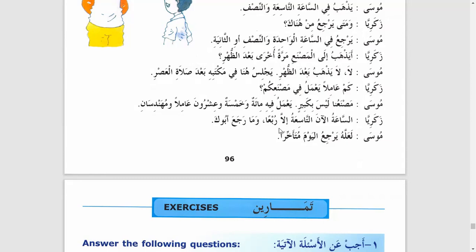Okay, Zakaria. الساعة الآن 9:15. It's 9:15 now. وما رجع أبوك, and your father did not return. Here it's the use of past tense, so that's why we have ما رجع أبوك, your father did not return. Musa says لعله يرجع اليوم متأخرا. So I am afraid he will return late today. Now we know from the context that normally he comes after Asr prayer, but today he did not arrive up till now. So that means he is not saying, I hope, but he is showing his fear that I'm afraid he will return late today.